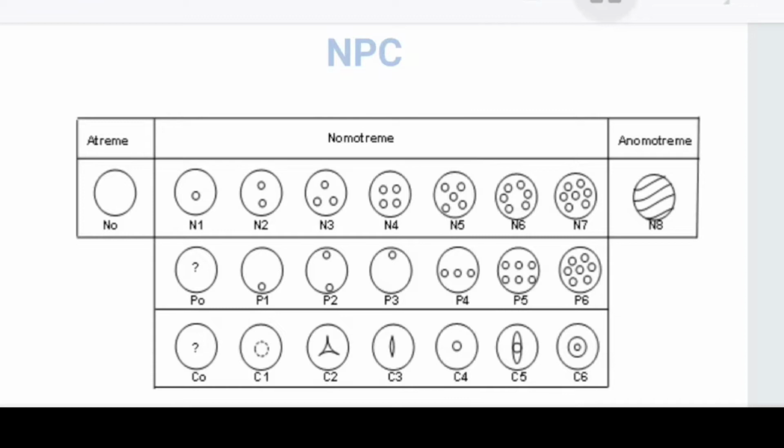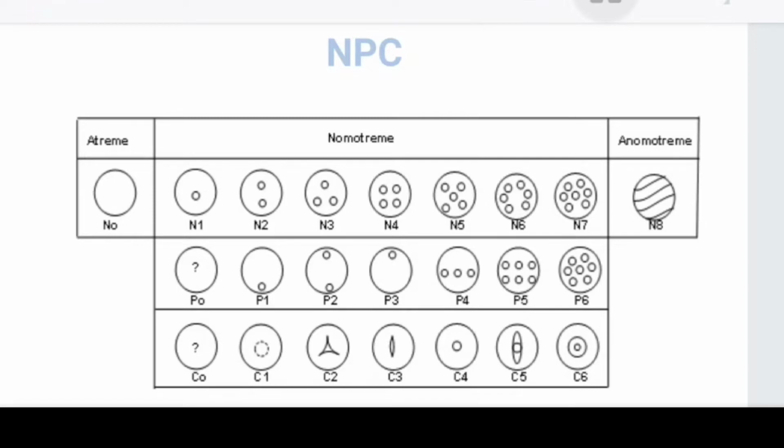Now talking about the positions, there are 7 types of positions, P0 to P6. P0 is undefined, when it is not possible to determine the position. P1 is proximal in position, also called catatrem. Cata means proximal. Then P3 is opposite to that, that is anatrem, distal in position. And when the apertures are present both distal and proximal, which is a very rare case, it is called anacatatrem, represented by P2.